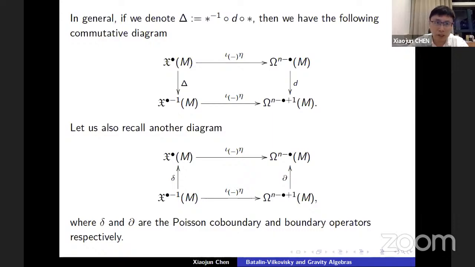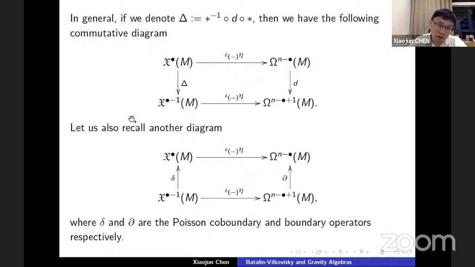Then we have the following commutative diagram. Here, X dot of M is the space of polyvectors, and omega dot of M is the space of differential forms. The horizontal arrow is the contraction, also called the star operator, and the vertical arrow d is the de Rham differential. So d is just composed of these three operators. Well, this is a commutative diagram.